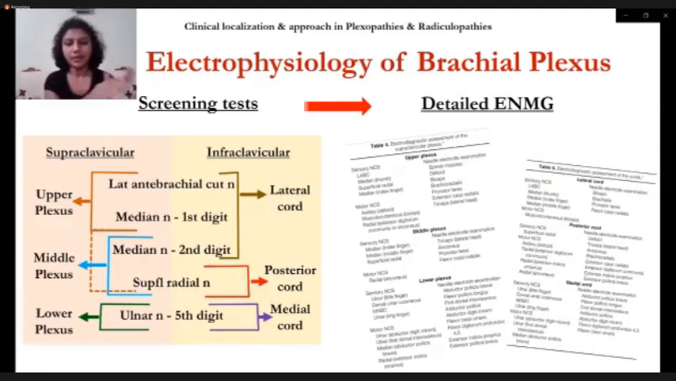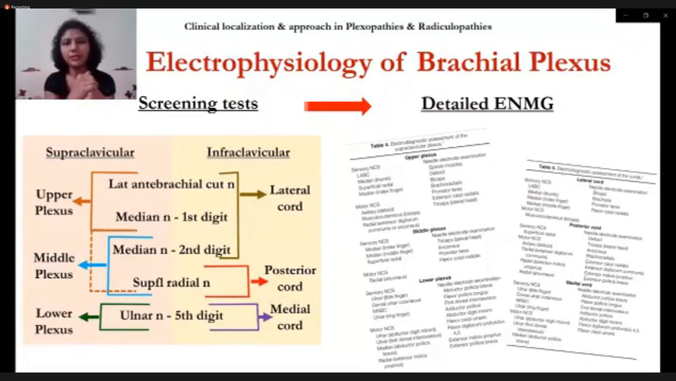There is a lot to be said about the electrophysiological evaluation of the brachial plexus. Brachial plexopathies, being axonopathies in the majority of cases, produce reduction in amplitude of the sensory and motor action potentials. Anyway, to cut the long story short, these are basically the 5 sensory nerves that can typically be examined as a screening test, and based on the abnormalities found on these sensory nerve conductions, together with the clinical data, a more detailed protocol can be planned and executed in order to localize a lesion.